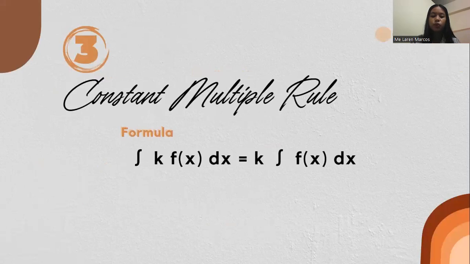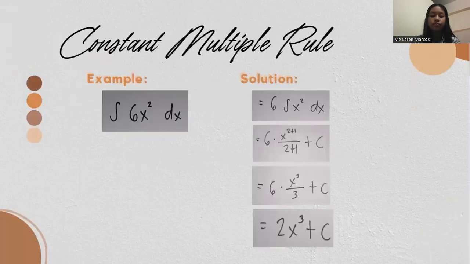Our third rule was the constant multiple rule. It states that the antiderivative of k times f of x dx is equal to k times the antiderivative of f of x dx. Let's have our example.